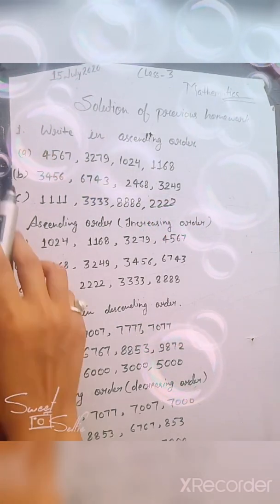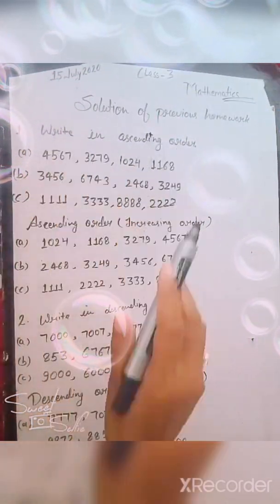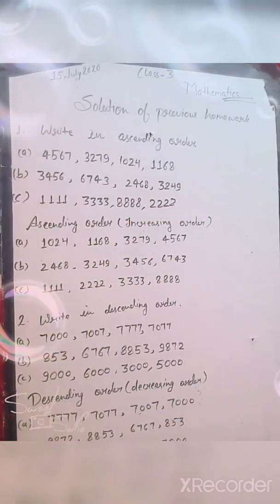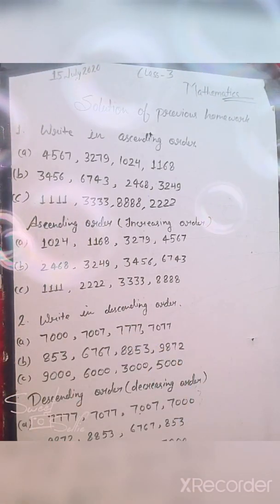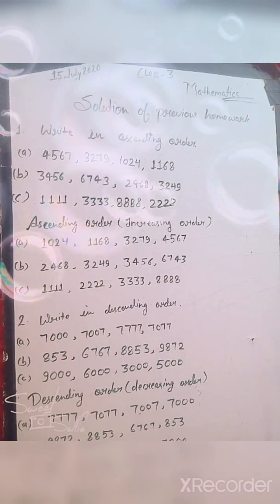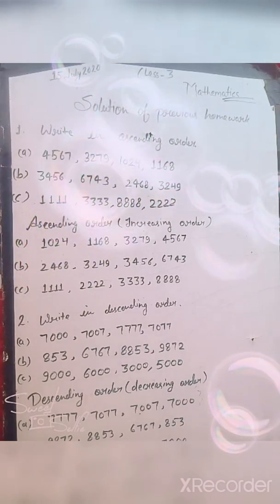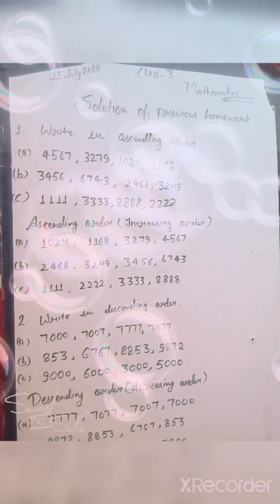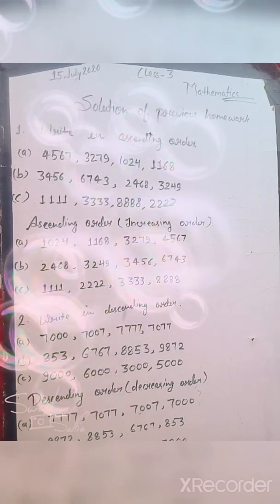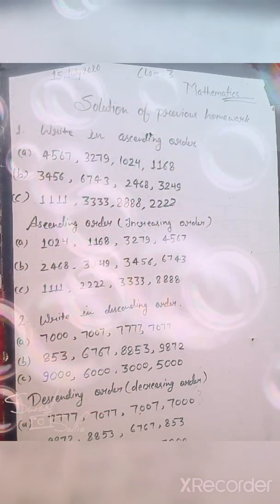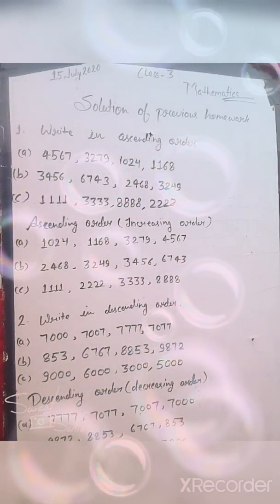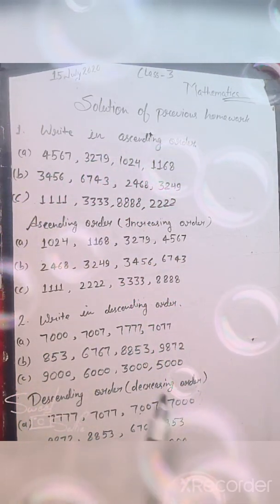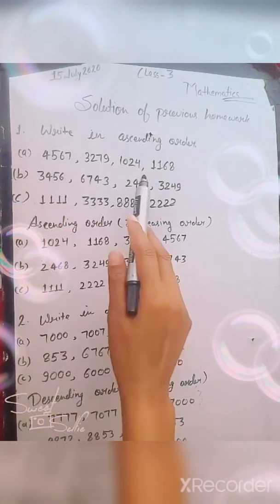Question number one is write in ascending order. We have to write these numbers in ascending order. Ascending order means increasing order, means बढ़ते हुए क्रम में. That means सबसे छोटा फिर उससे बड़ा फिर उससे बड़ा, like this in increasing order. So let's see. In the first there are 4 numbers.